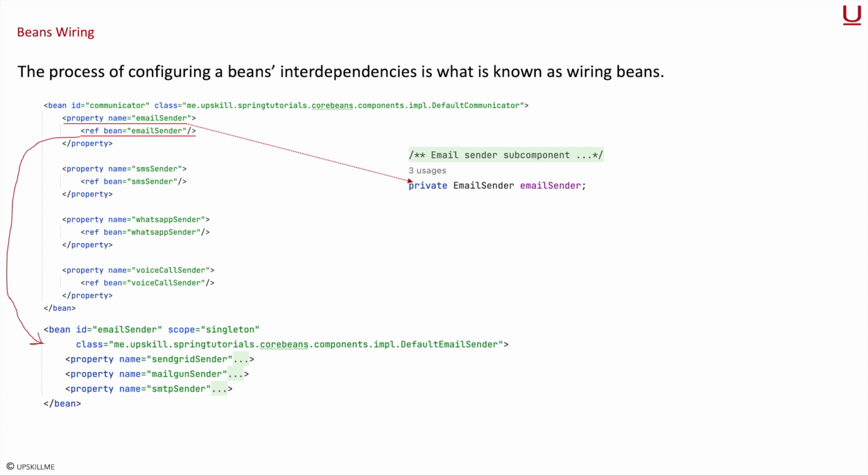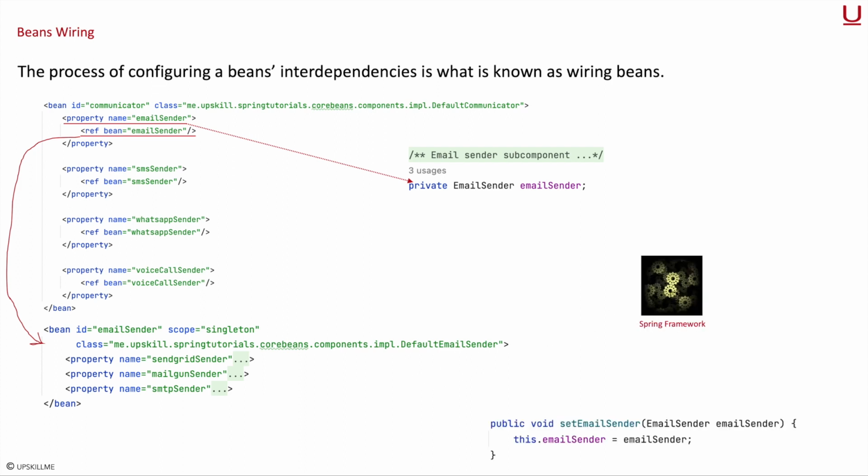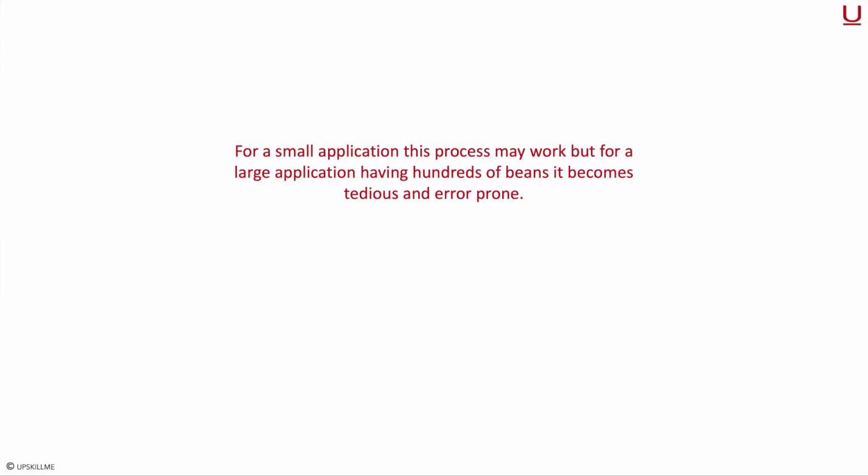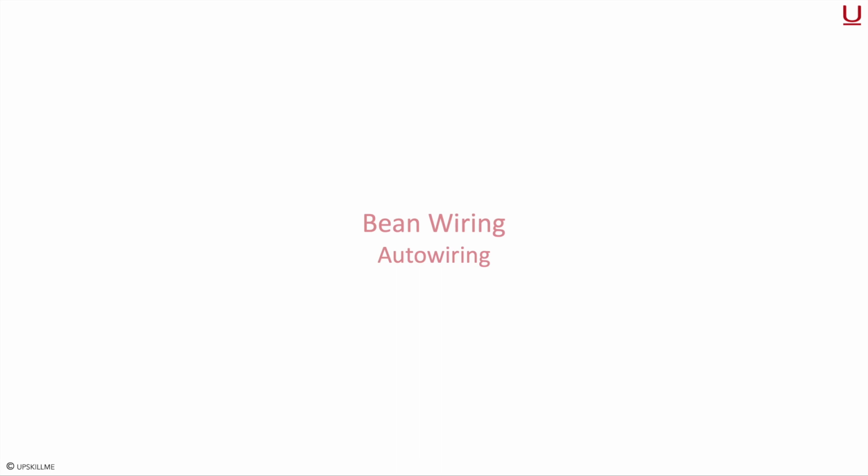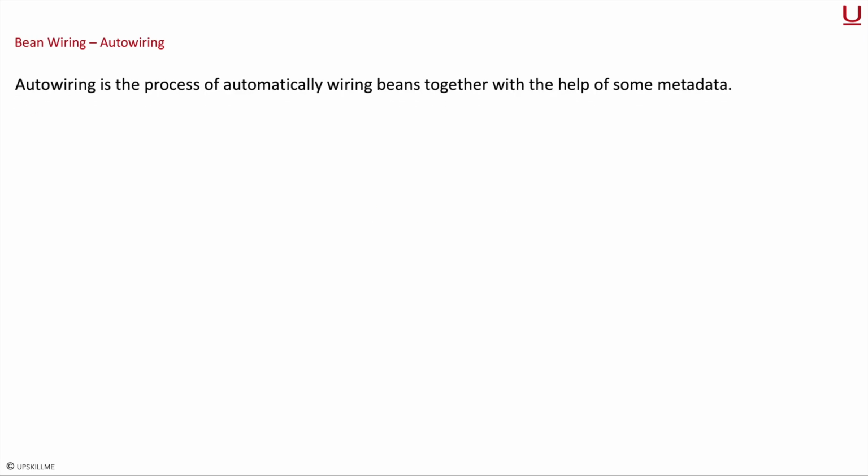While injecting dependencies, Spring will invoke the corresponding setter method for the chosen class property. For a small application, this process may work, but for a large application having hundreds of beans, it becomes tedious and error-prone. Fortunately for us, there is a solution in the form of autowiring. Autowiring is the process of automatically wiring beans together with the help of some metadata.